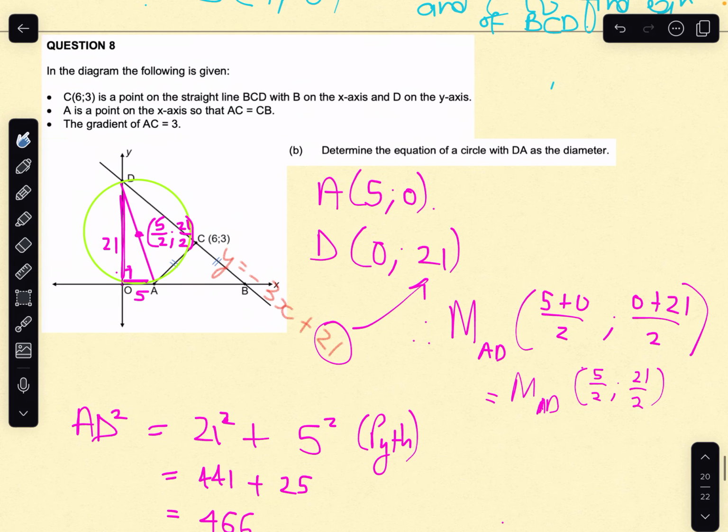So now, to work out the equation of this circle, I use the fact that this is 5, 0. And I double checked that. So this is 0, 21, yes. This is 5, 0, yes. The midpoint will be that.